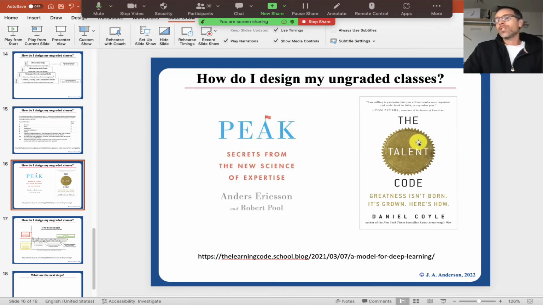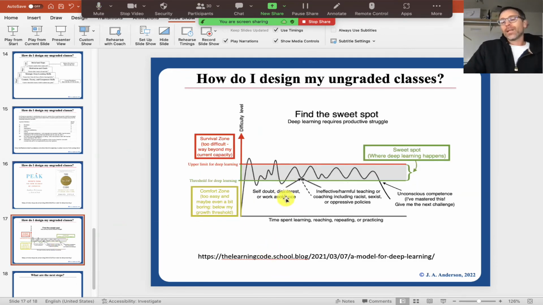Peak is by Anders Ericsson. The Talent Code is by Daniel Coyle. When I read these books, what I learned was that we actually know what excellence looks like, and we know what it means for young people to develop excellence in a field. And this is a model.